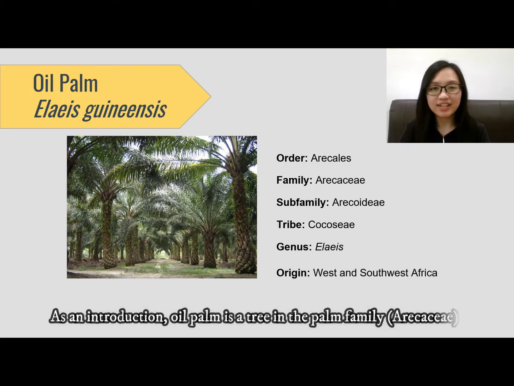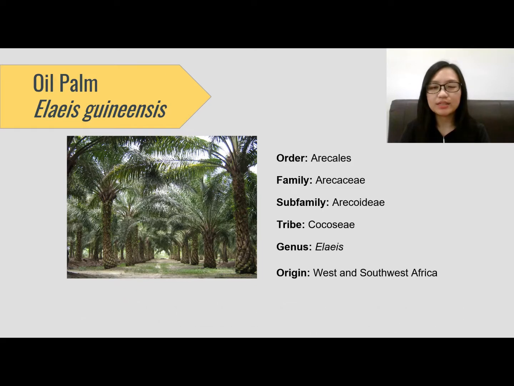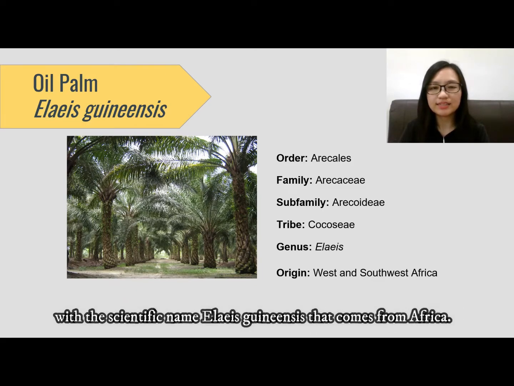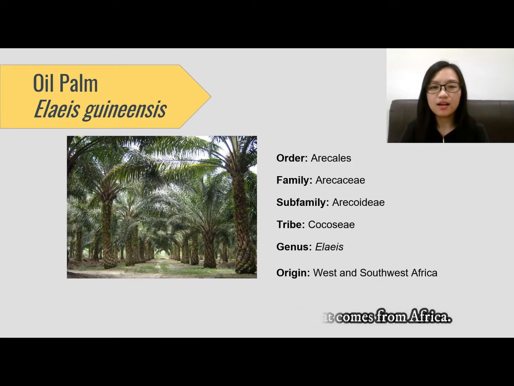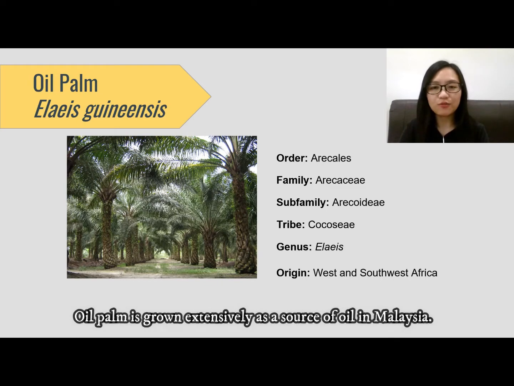As an introduction, oil palm is a tree in the palm family, Arecaceae, with the scientific name Elaeis guineensis, that comes from Africa. Oil palm is grown extensively as a source of oil in Malaysia.